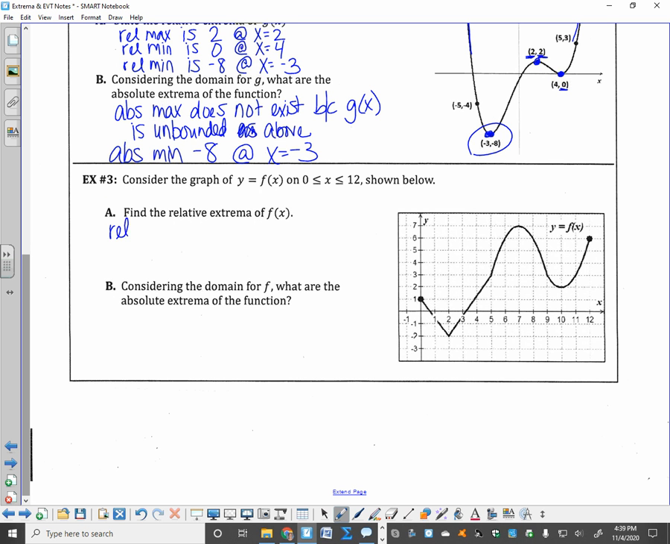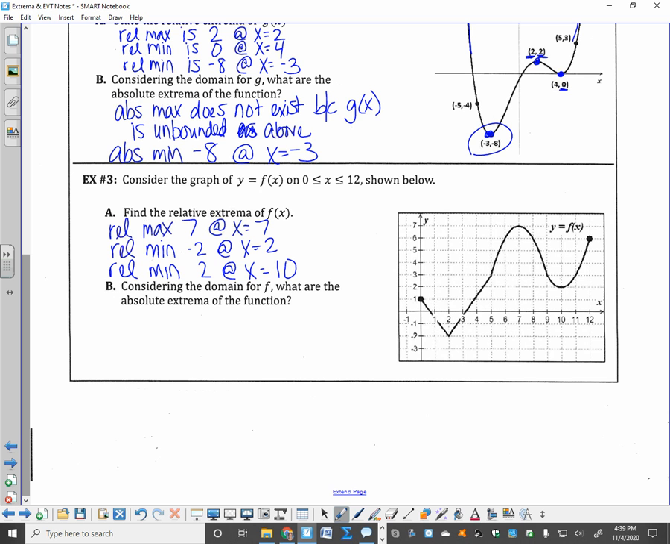All right, I have a relative max of 7 at x equals 7. I have a relative min of, let's see, the first one's going to be -2, at x equals 2, and I have a relative min of 2 at x equals 10.